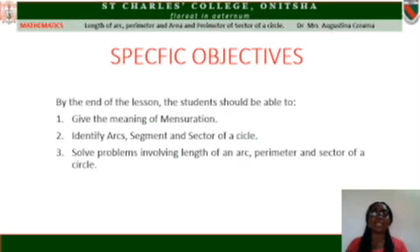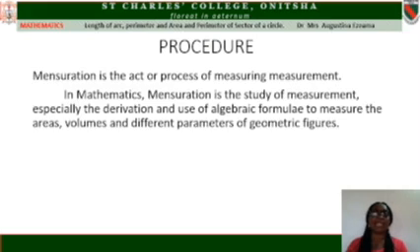Let us look at the specific objective of this lesson. By the end of the lesson, you should be able to give the meaning of mensuration, identify arcs, segments, and sector of a circle. Then you solve problems involving length of an arc, perimeter, and sector of a circle. Let us look at the procedure.